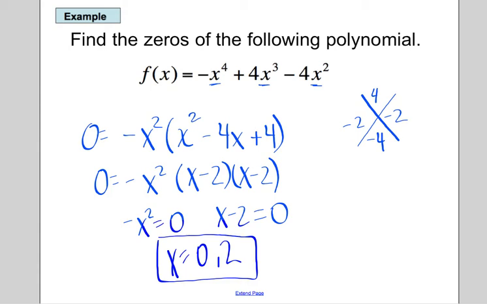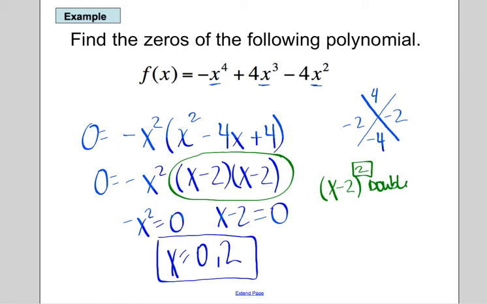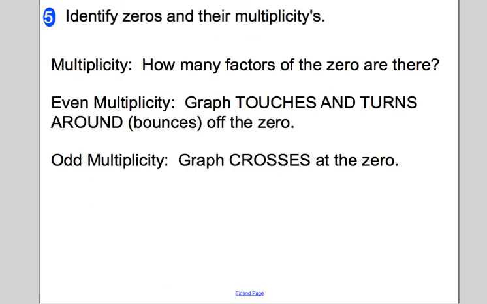Now, remember we said that this x minus 2 has 2 factors of it? It could be written as x minus 2 squared. This squared makes this what we call a double root because it has the same solution twice. Let's talk about what that's going to mean to our graph. Now, that double root means it has what we call a multiplicity of 2. Multiplicity is just how many factors of the 0 are there.